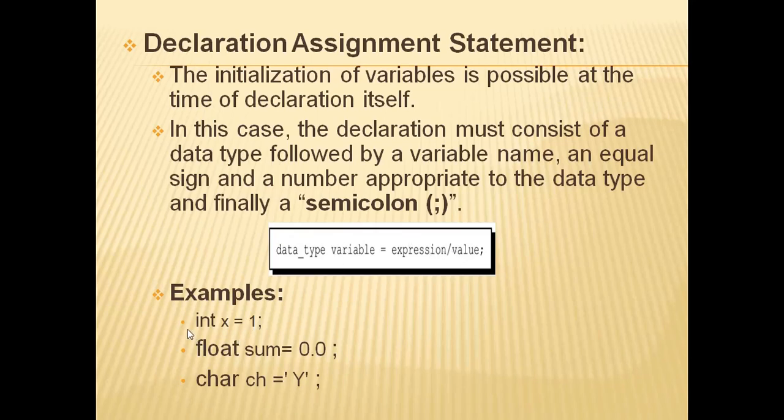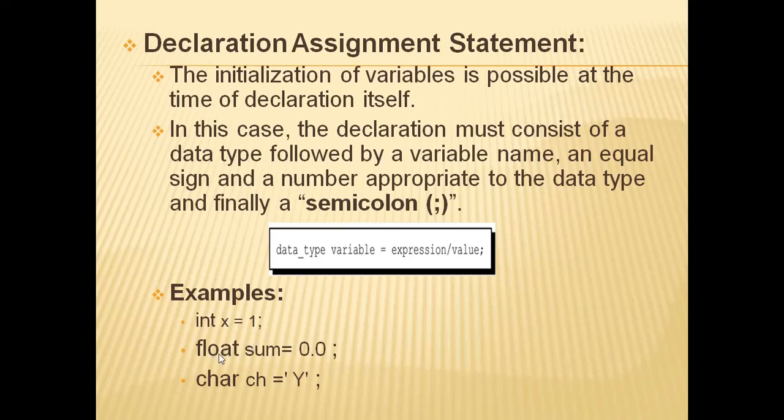See, these are the examples here. int is the data type, x is the variable name, equal is the equal symbol, and 1 is the value that is assigned to x, and it ends with a semicolon. 1 is an integer value, and that value is assigned to x, and x is an integer data type.